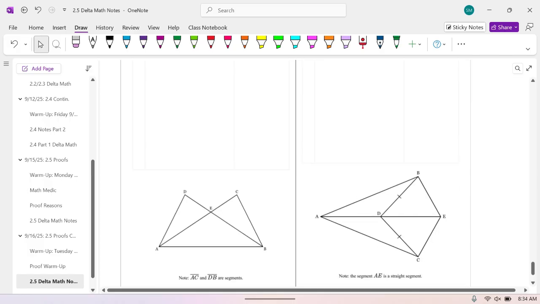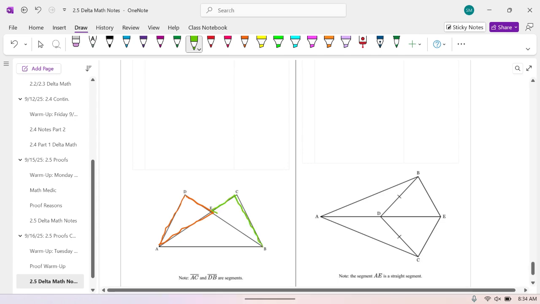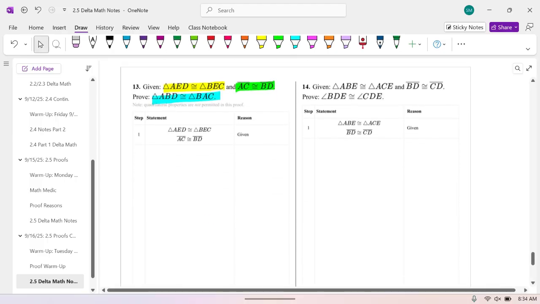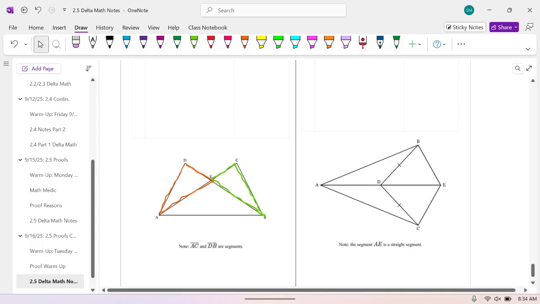So if I look right here, they just said that ADE is congruent to BCE. So these two triangles are congruent to each other. They also said that AC is congruent to BD. So these two lines in particular are congruent.